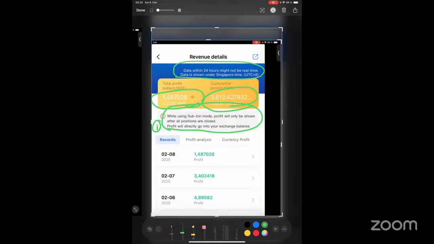What does this mean? So in the Royalq trading, there are three types of strategy modes we have. We have the whole warehouse mode, we have the sub-bean mode, we have the sub-bean real-time settlement mode as well. Now, they are referring to the middle one, that anytime your mode is on this one, you only see the profit after the coin has completely sold off. Why?